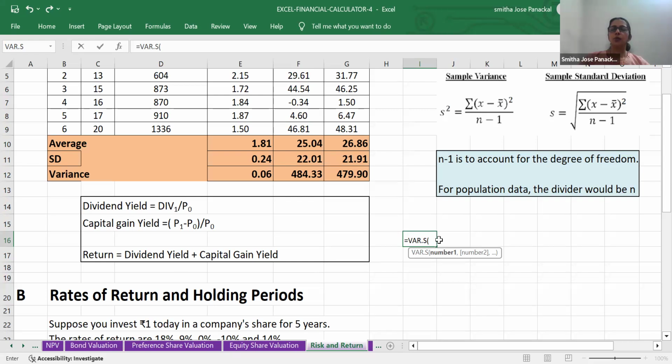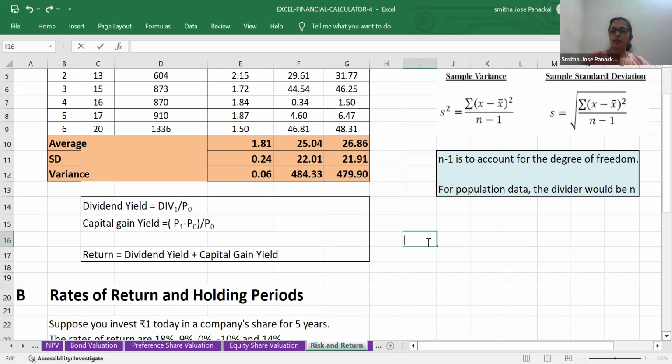Then you just want to select the range. Okay, the bracket will get automatically opened there. Then you have to select the range. Okay, this is the range. I hope it is clear. You can try it later. Then like this, you can find standard deviation also.